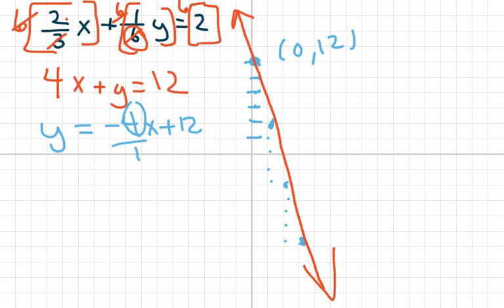The next video I'm going to do is write an equation in slope-intercept form given 2 points. So we're going to have to find the slope and then the y-intercept. Okay?